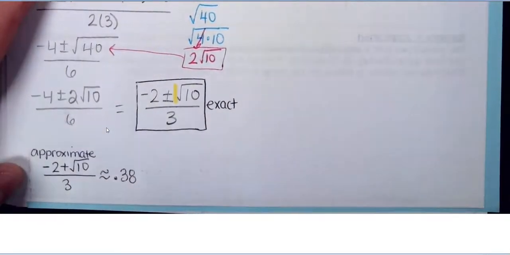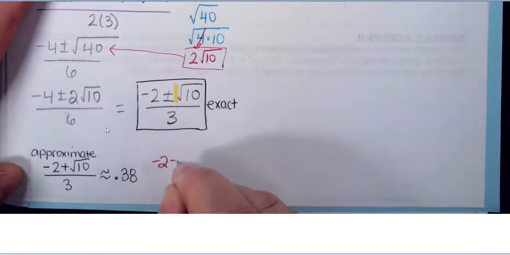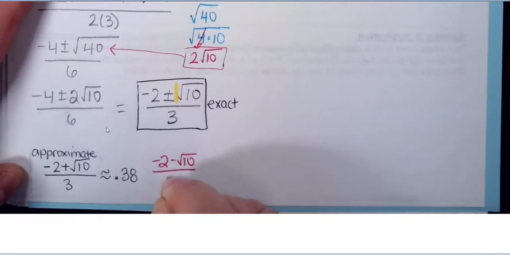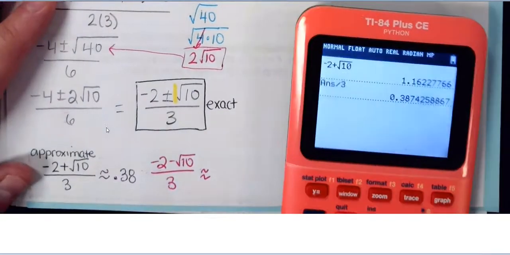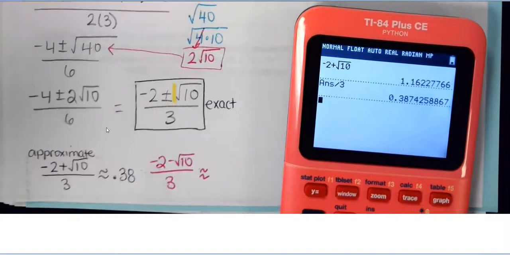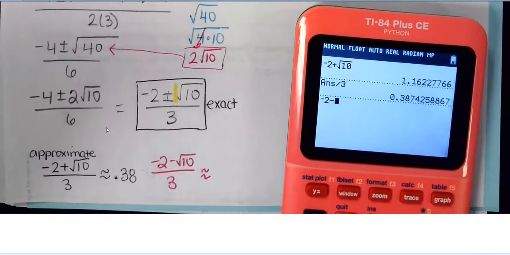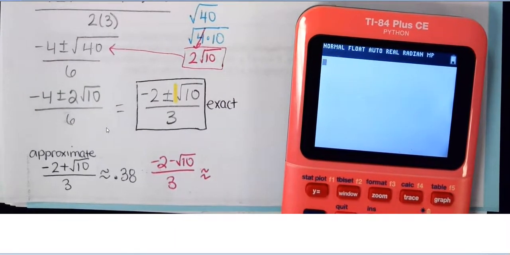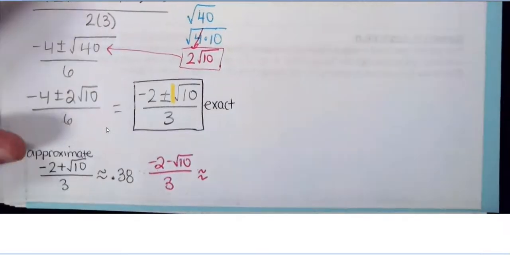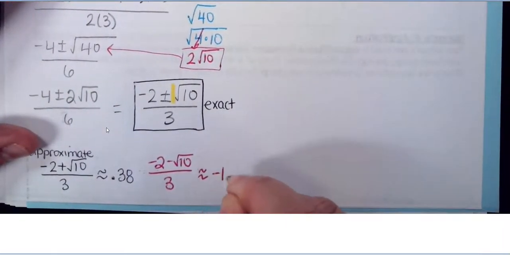The other answer, we would do -2 minus square root of 10 over 3. And again, these are what we call approximate answers. There should be 2 of them though, because we've got the plus and minus symbol. So again, I'm just going to do -2, and I'm going to do minus square root of 10, hit equals, and then divide it by 3. And so about -1.72 if I round that to the nearest hundredth.